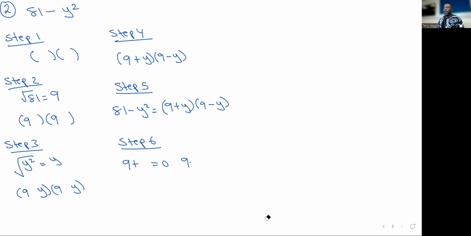So 9 plus y is equal to 0. And we also have 9 minus y is equal to what? 0. Are you seeing it? Then step 7, you then simplify them. So we're going to start with the first one. 9 plus y is equal to 0. You take 9 to the other side. So therefore, y will be equal to minus 9.